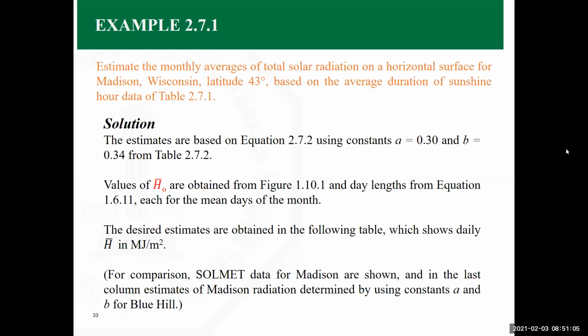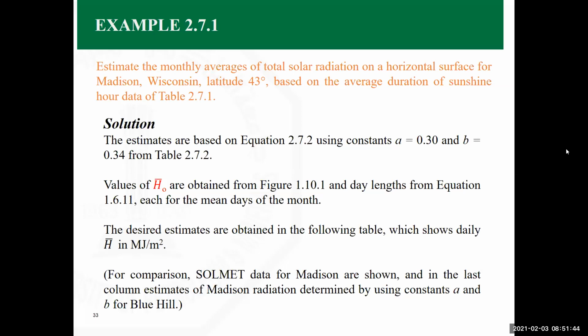The values of H are obtained from a figure 110.1. You can also get it from a table 110.1, this is all in chapter 1, or there is a formula which gives us the value of H naught as a function of phi and delta. And the day length, which is capital N, can be taken from equation 1.611, or you can take it from a figure in chapter 1, which we have shown earlier, that can be used for calculating the sunset hour as well as the capital N, which is the duration of the sunshine during the day.